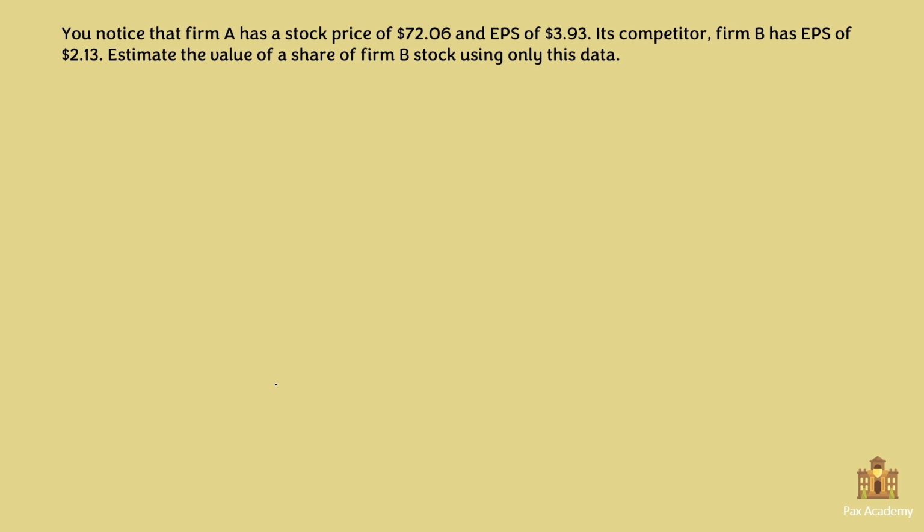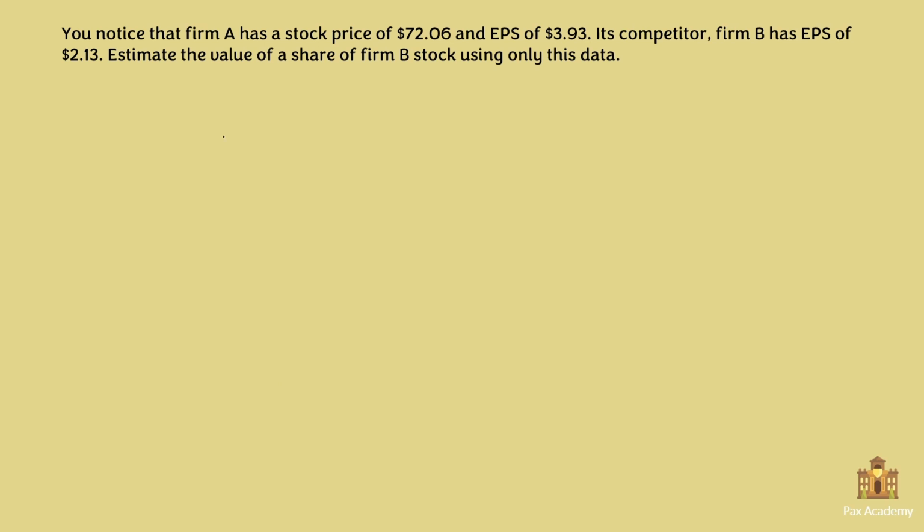This exercise reads, you notice that firm A has a stock price of $72.06 and EPS of $3.93. Its competitor, firm B, has EPS of $2.13. Estimate the value of a share of firm B's stock using only this data. Okay, so remember, these are comparable firms, okay?